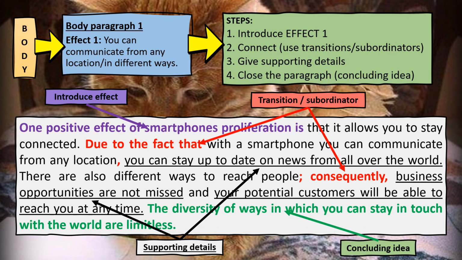So you can pause the video again to work on your first body paragraph, and the same structure is going to repeat for the second body paragraph. Remember, introduce the effect, then connect using the transitions or subordinators, and provide some support and close the paragraph. That will be all.